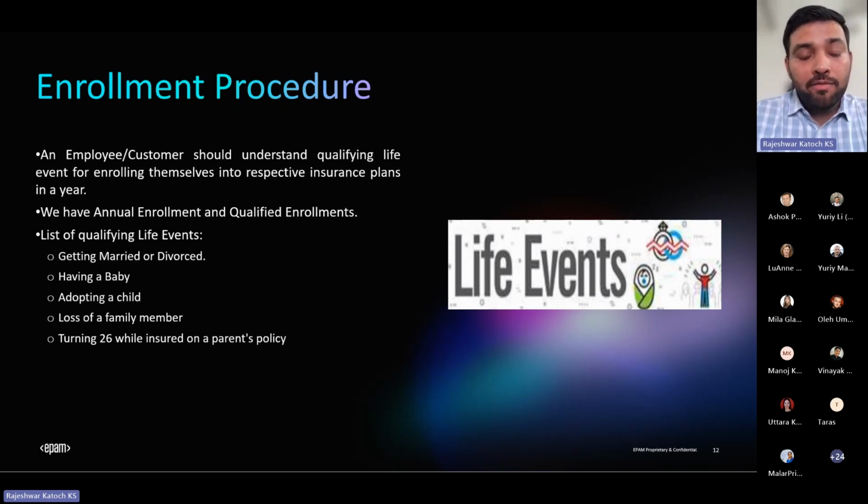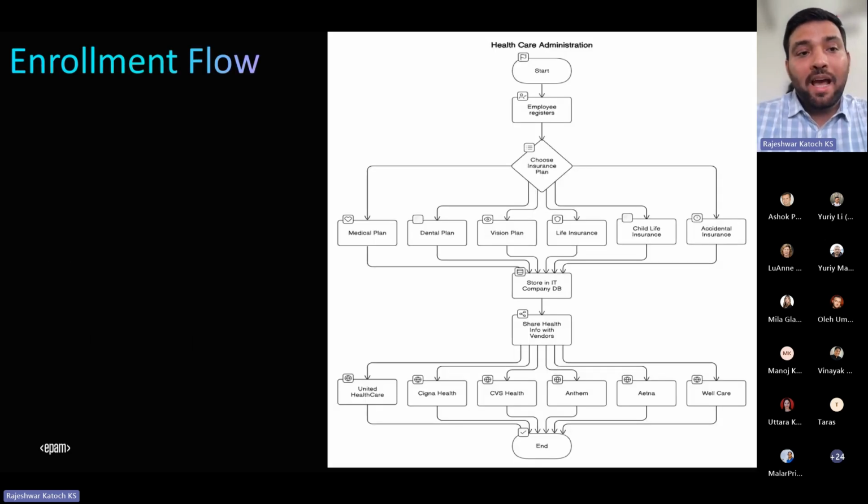So we have certain life events in the US. Based on that, you get enrolled into certain insurance plans. So we'll have the list of qualifying life events, like getting married, having a baby, adopting a child, loss of a family member. Then certain adults turning 26 with the insured parents' policy, they go out of it. So there are many enrollment procedures which have helped a lot. So we'll have this enrollment flow, and how the healthcare administration does it.